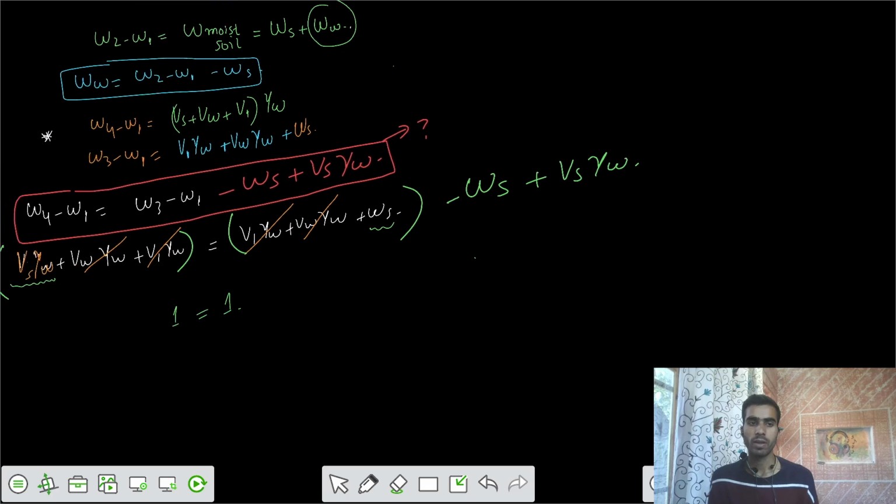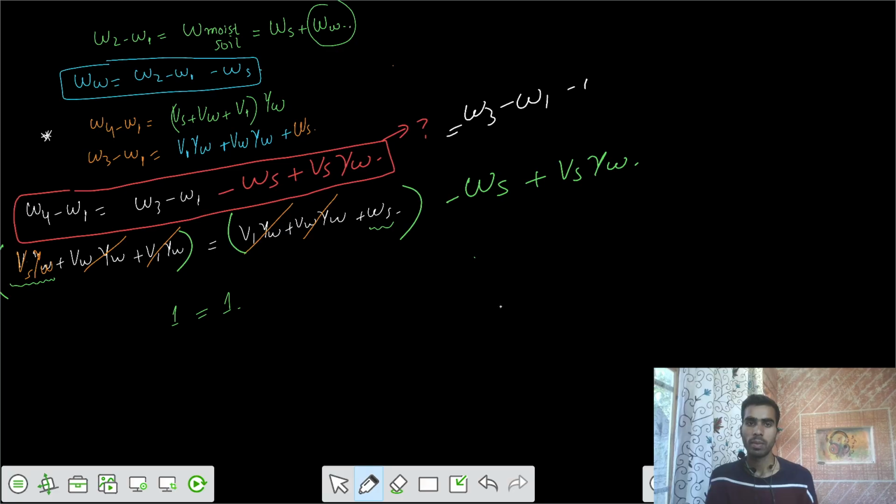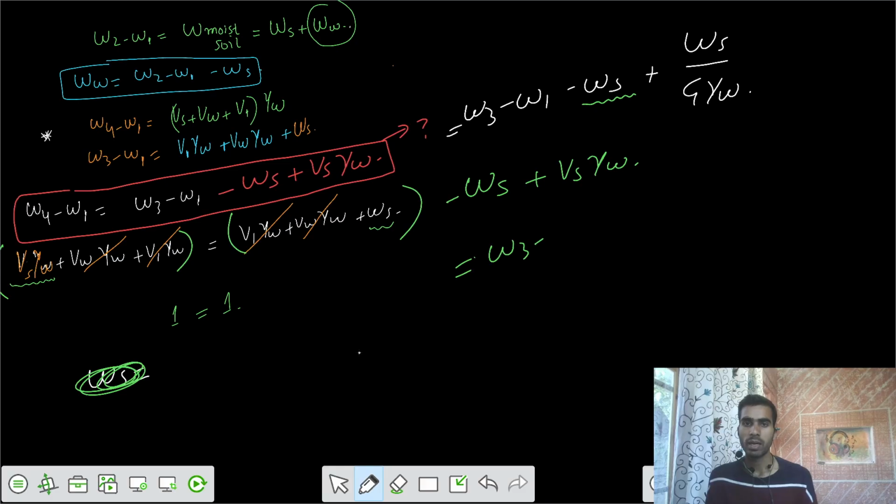Let's try to substitute that value here. I would write W3 minus W1 minus W solids plus weight of solids by G times gamma W. Now I want to say what is the value of W solids from this equation. So I can simplify it further. This becomes W3 minus W1 minus W solids, then we have 1 minus 1 by G times gamma W. In this way we can write.